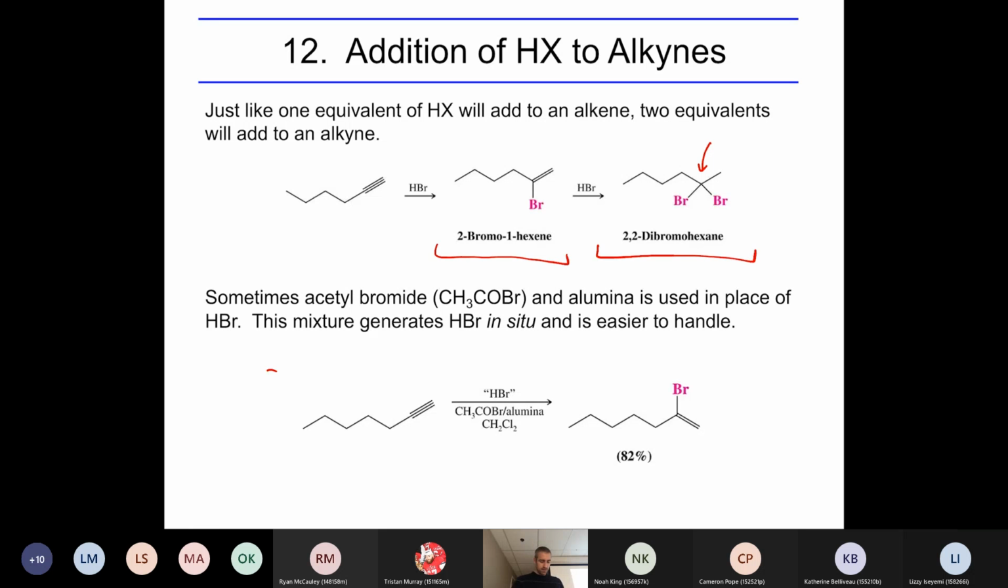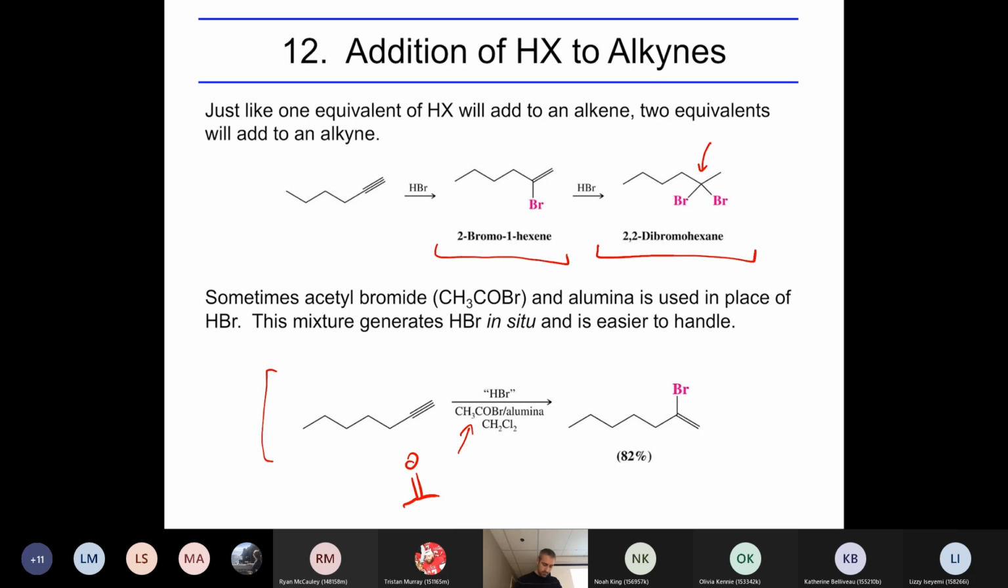And this little bit at the bottom here, if you're interested, I don't think you're going to be tested on this. But HBr sometimes is a pain to use as a reagent. So sometimes what we do instead is we make the reagent that we want as part of the reaction mix. So what you can do is take this compound, which is called acetyl bromide, which has the structure that looks like this.